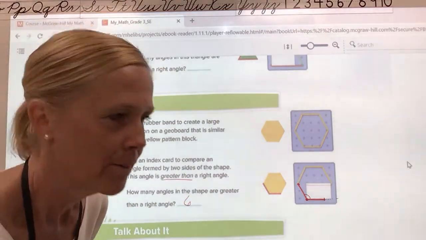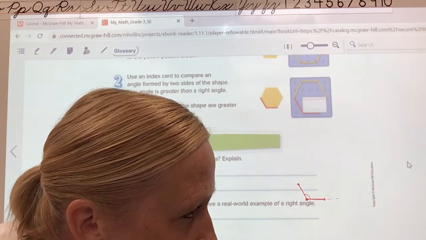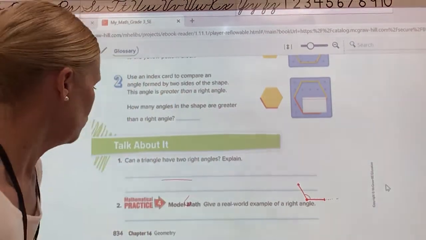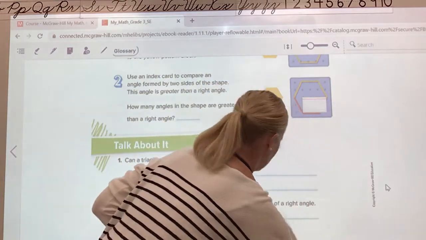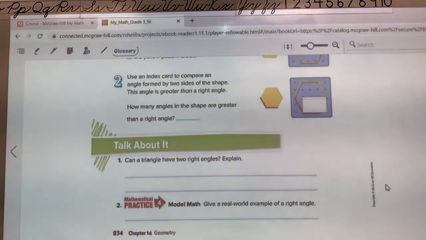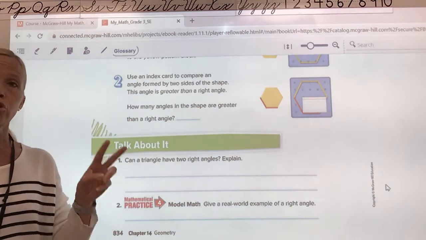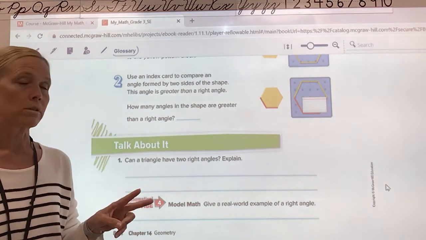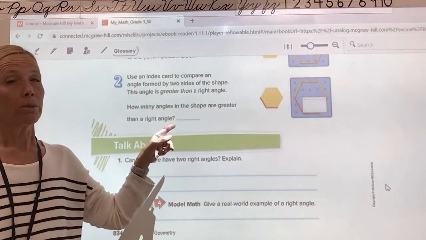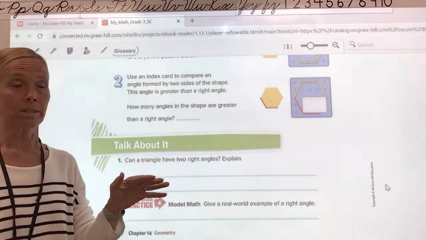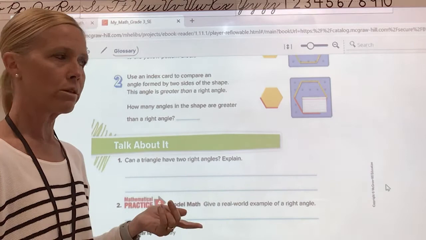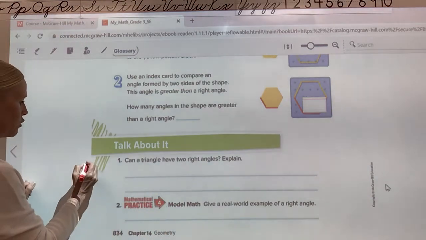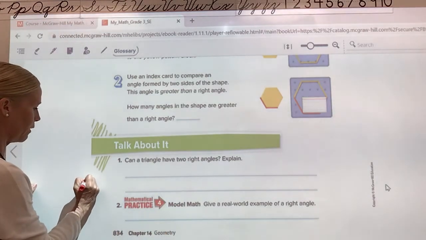All right, let's scroll down. We have 2 questions down here. Let me erase the board. Can a triangle have 2 right angles? Explain. Now, the triangle we just looked at didn't have any right angles, did it? But let's stop. Can you make a triangle that has a right angle? Let's kind of go back to what we had at the beginning when we first looked.